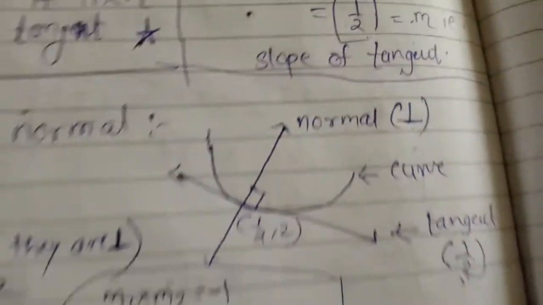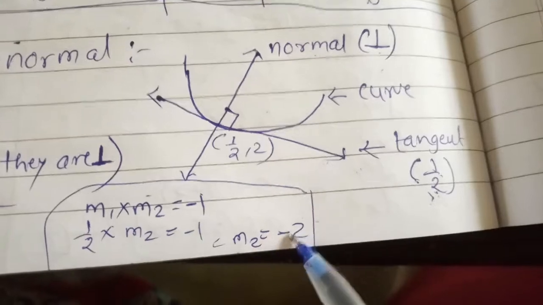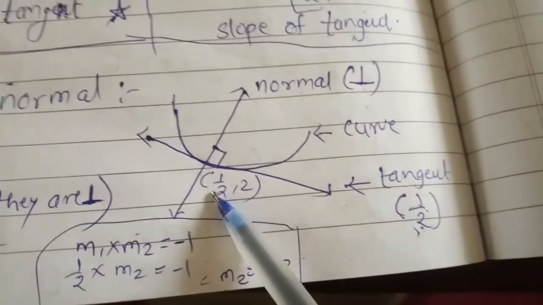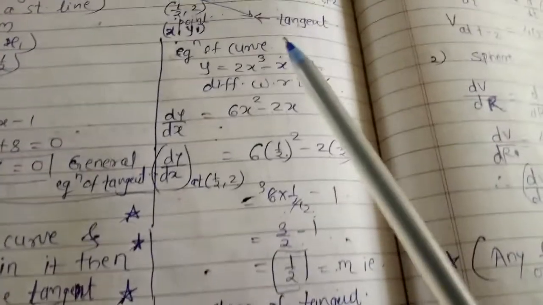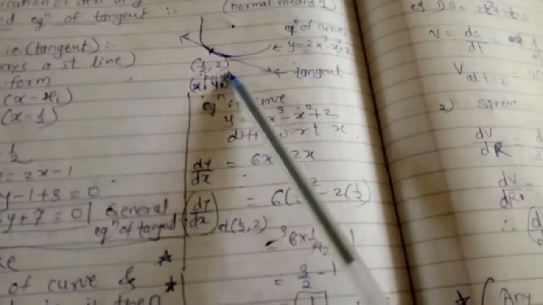Now see how we find out the equation of the normal. So here we got the slope, that is, the slope of the normal is -2. We have the point, which I repeated from the first example that I gave, that is half and 2.